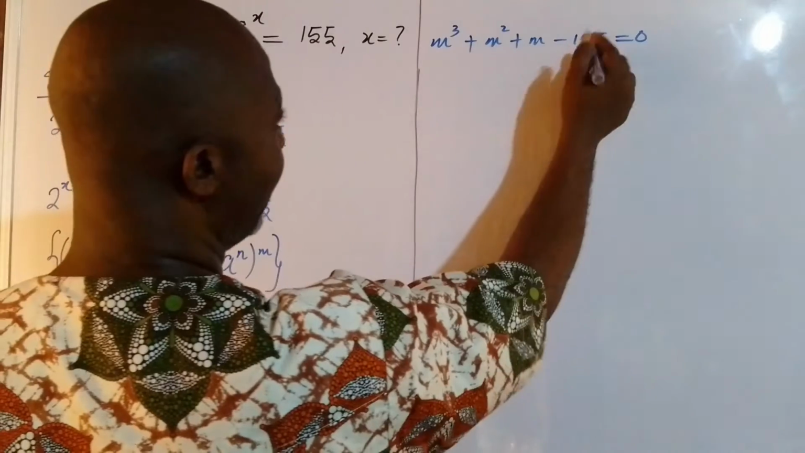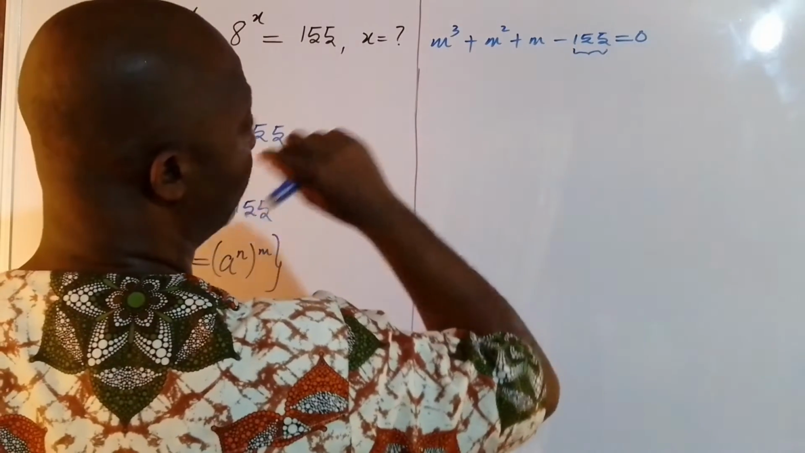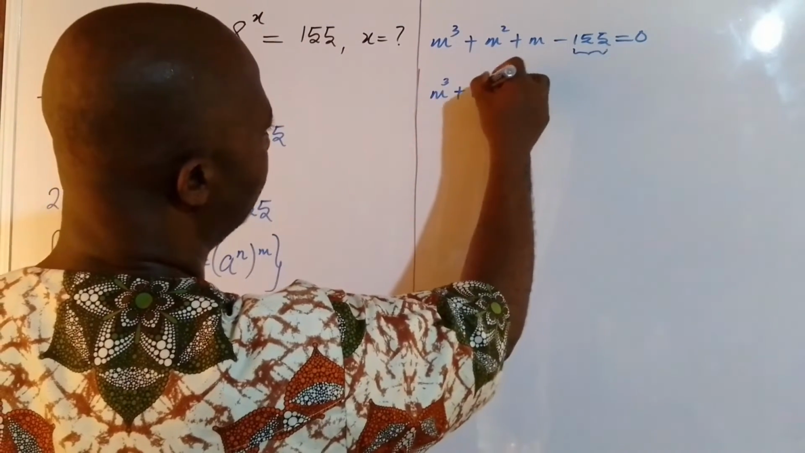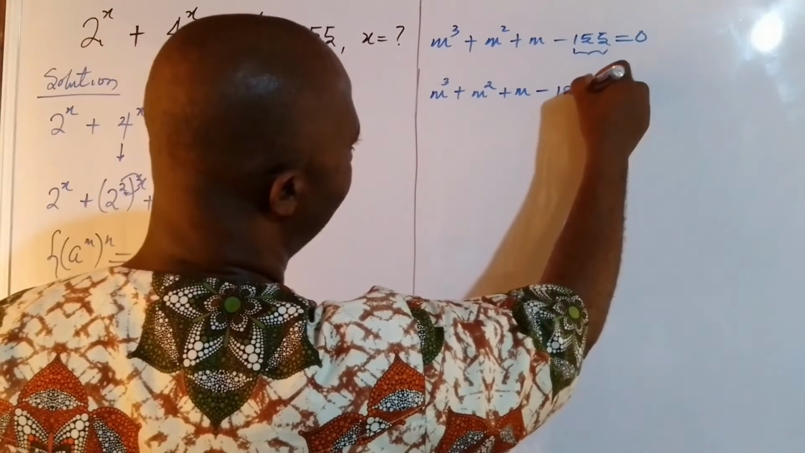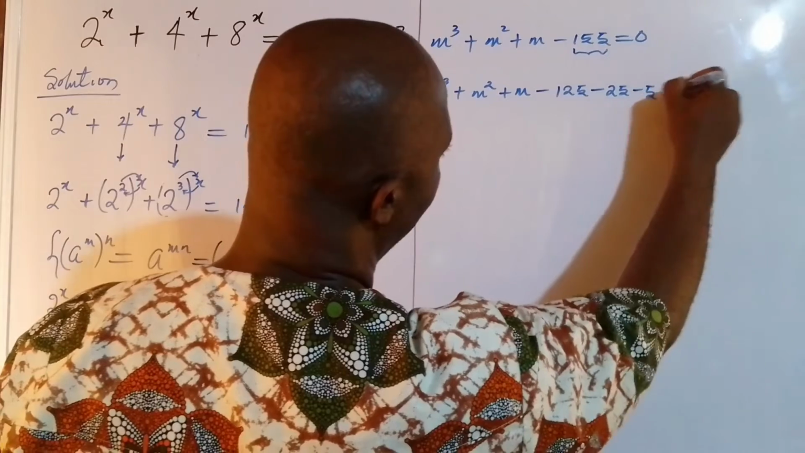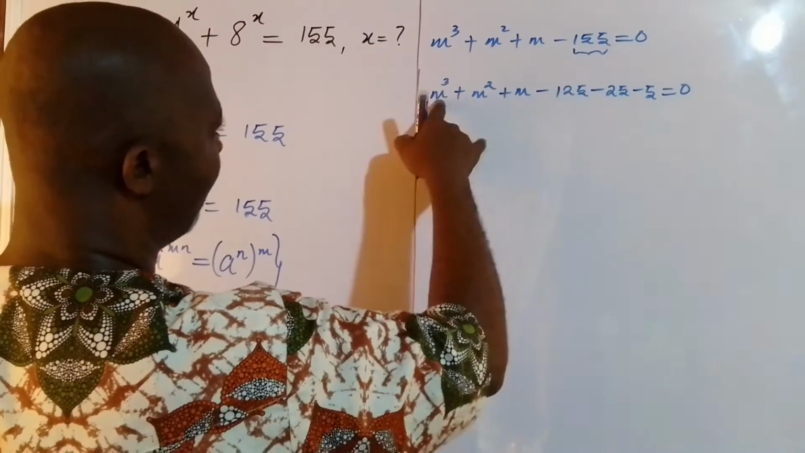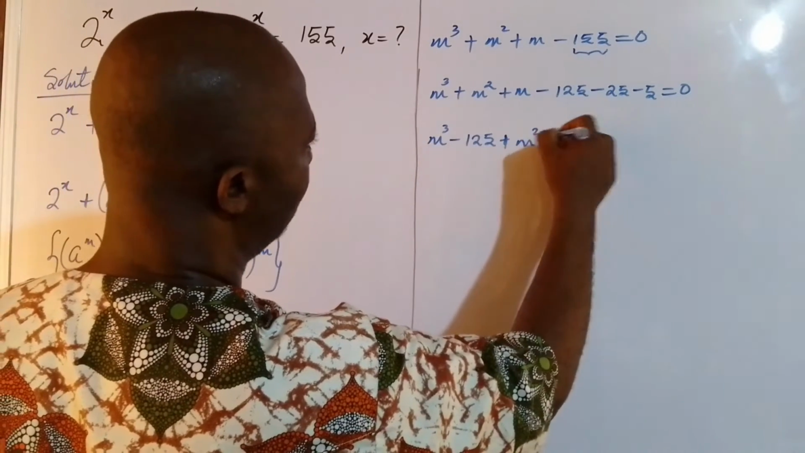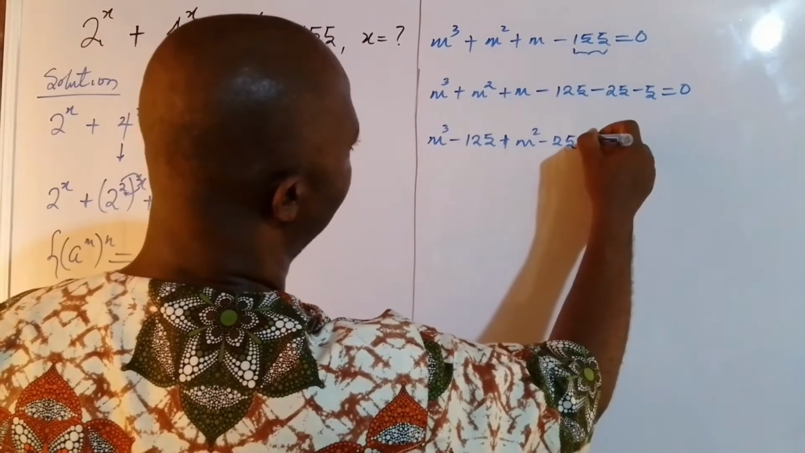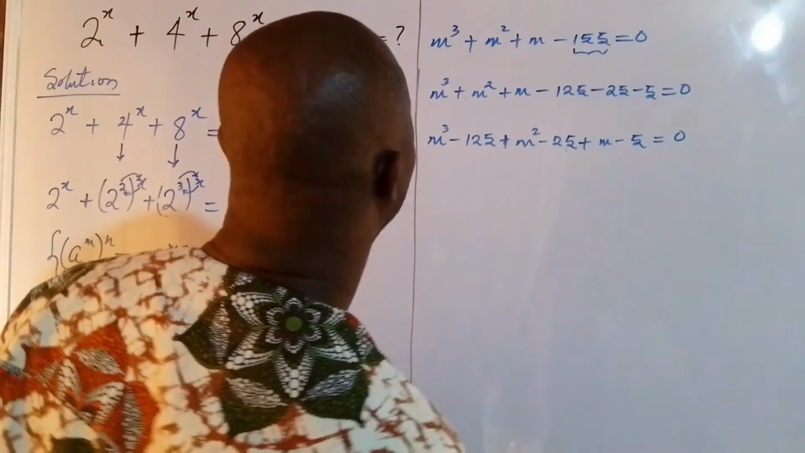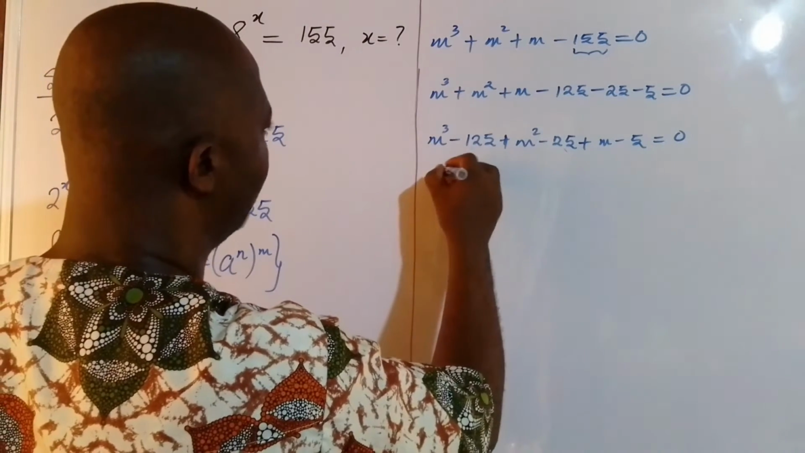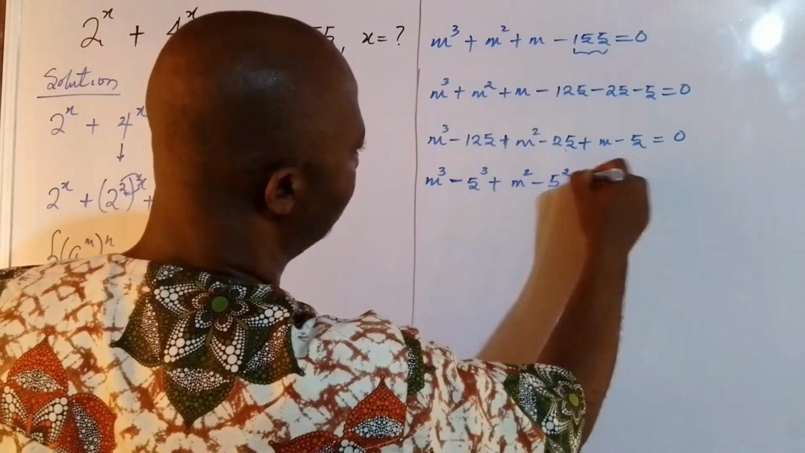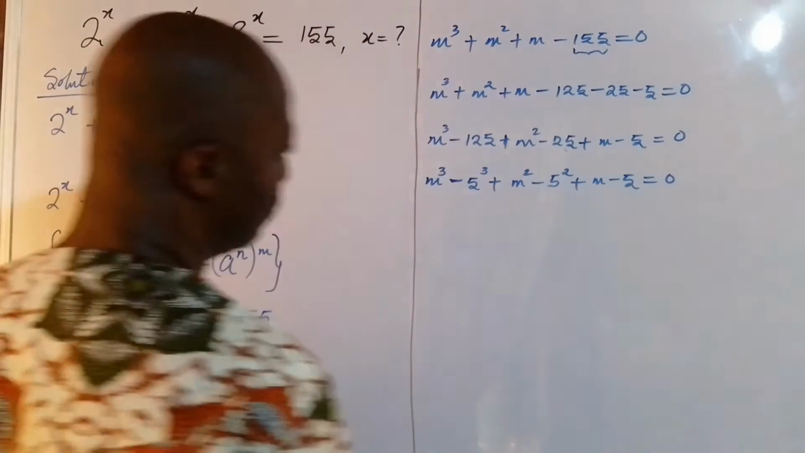What I'm going to do now is to rewrite 155 in such a way that we are going to obtain the perfect square and the perfect cube. Okay, so we have m cubed plus m squared plus m minus 125 minus 25 minus 5 equal to 0. I'll bring the perfect cube and perfect cube together, perfect square and perfect square together: m squared minus 25, then of course m minus 5, equal to 0. Rewriting this, we have m cubed minus 5 cubed plus m squared minus 5 squared plus m minus 5 equal to 0.